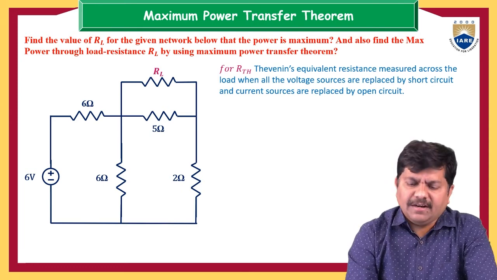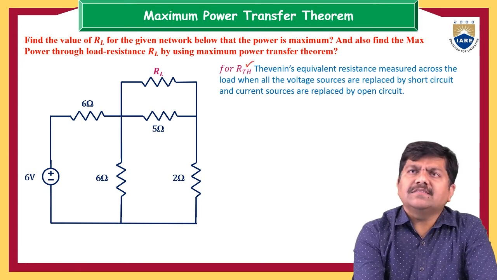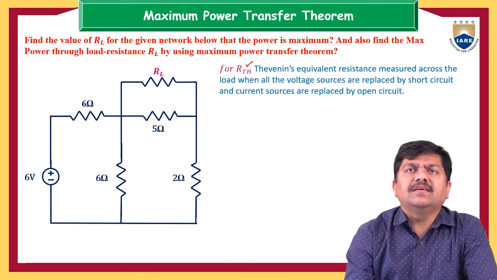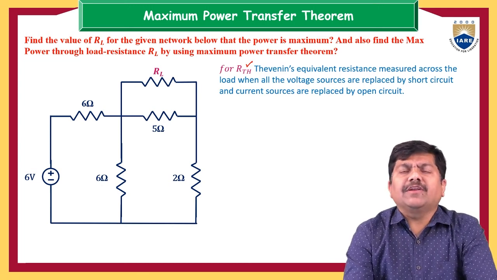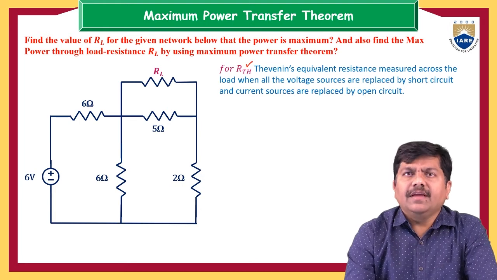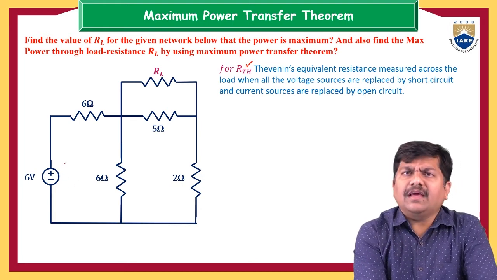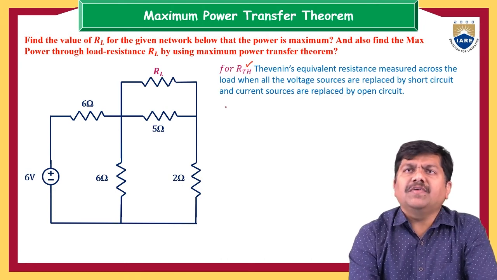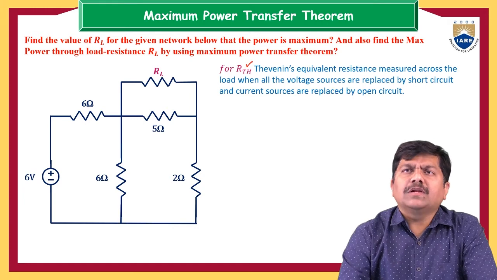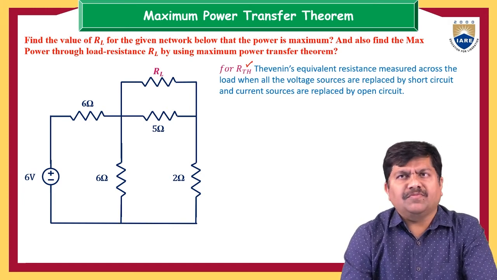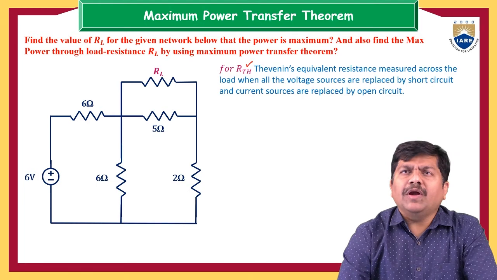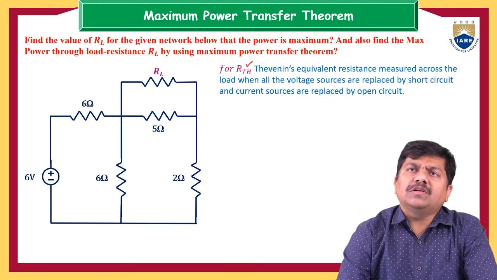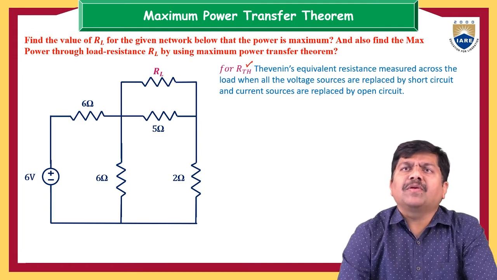So what is the method to calculate the RTH? If you want to calculate this Thevenin's equivalent resistance, it can be achieved by short circuiting the voltage sources in the active network and open circuiting the current sources in the given network. Here only one voltage source is there, that is 6 volts. Now if you want to calculate RTH, first of all you have to bring that load resistance completely away from the electrical network. That is the first step. You have to earmark the load terminals separately, and the load resistance should be kept completely away from the network.